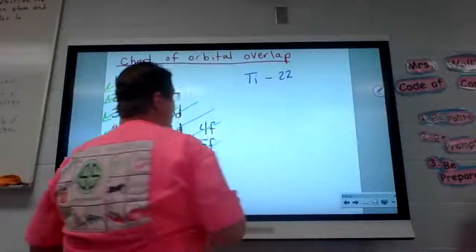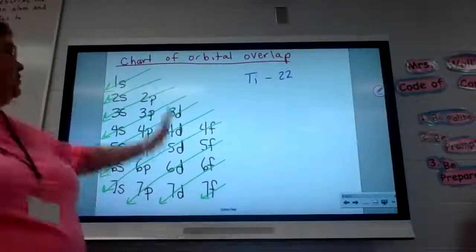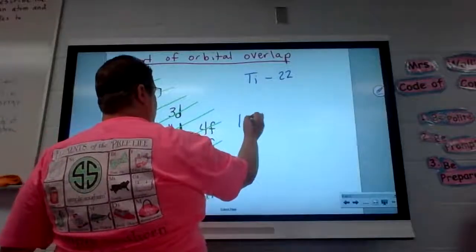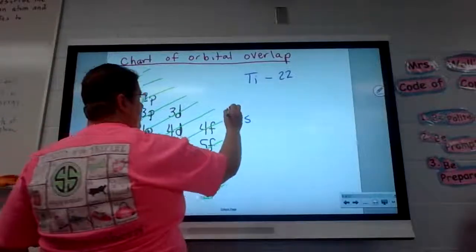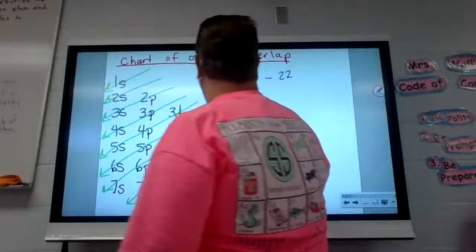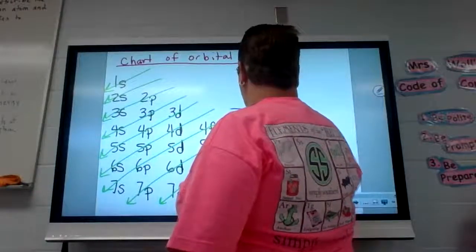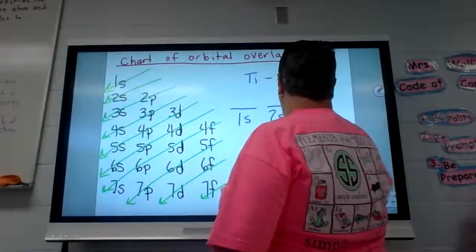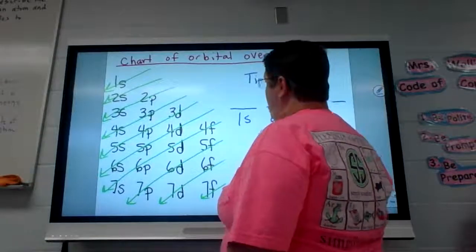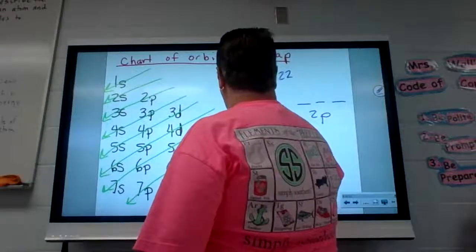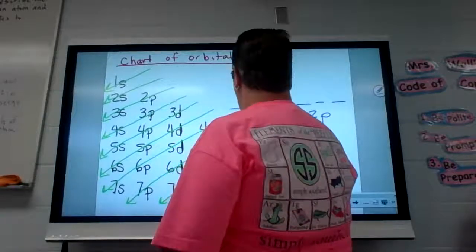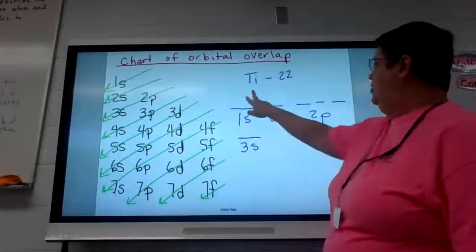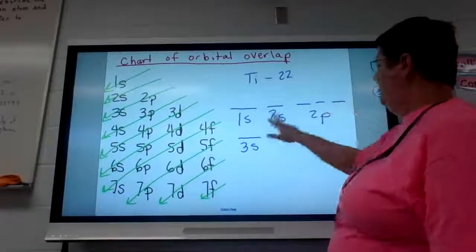All right. So titanium has 22. What's the first thing in the chart? 1s. How many lines? 1. Next in the chart? How many lines? Next in the chart? How many lines? 3. Next in the chart? How many lines? All right, let's count and see where we're at. How many can go on each line? 2. 2, 4, 6, 8, 10, 12.